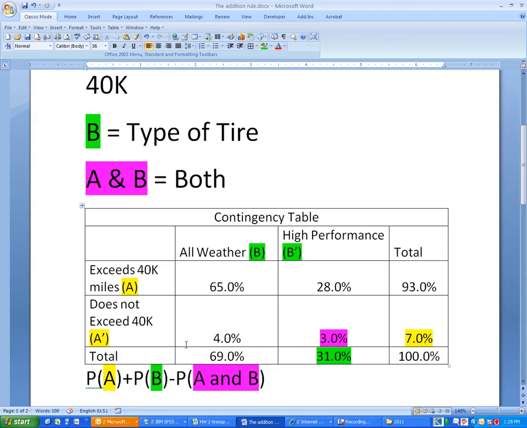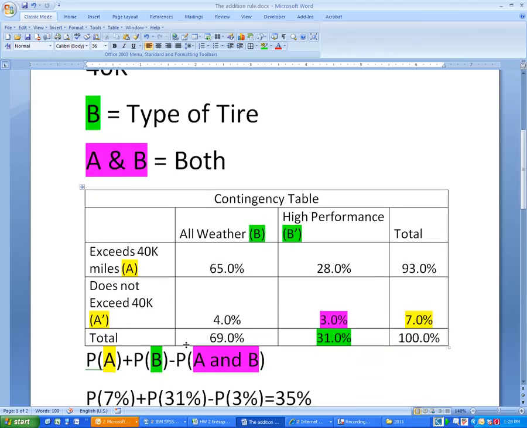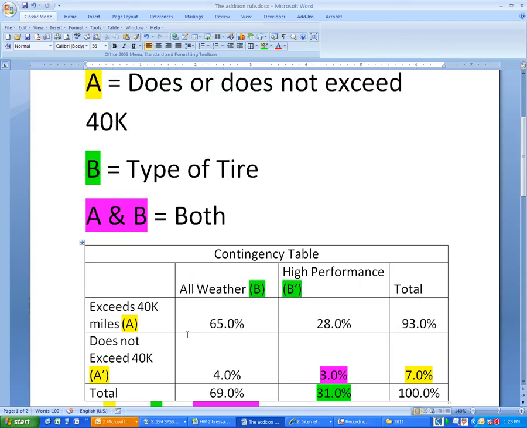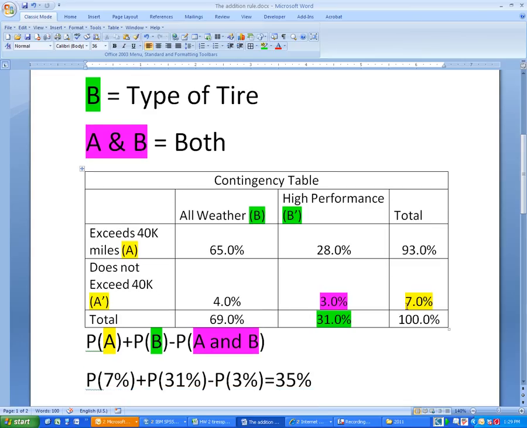So I have things color-coded here so you can quickly see where you can find this information. So the question was asking, what is the probability that a tire is high performance or fails to last 40,000 miles? Well, A, if you recall, is referring to whether or not it does or does not exceed 40,000 miles. We're interested in if it's not exceeding 40,000 miles. So we're going to go all the way over to the right side of the table. We're interested in this 7%. So we would just plug that number in here in our formula.